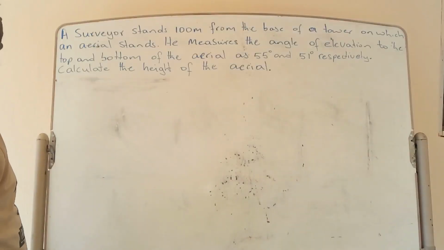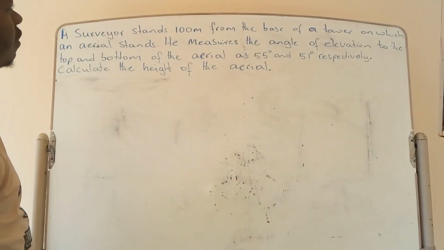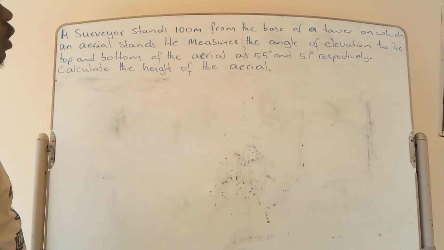A surveyor stands 100 meters from the base of a tower on which an aerial stands. He measures the angle of elevation to the top and bottom of the aerial as 55 degrees and 51 degrees respectively. Calculate the height of the aerial.